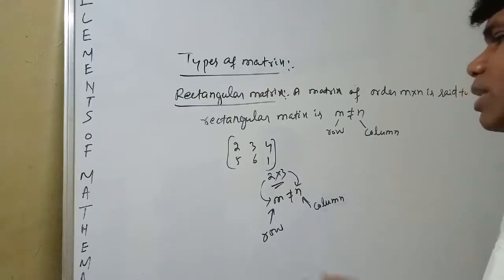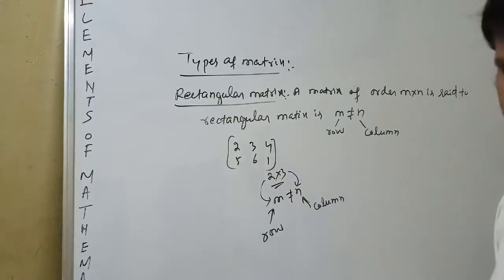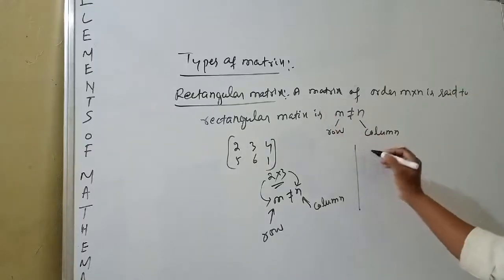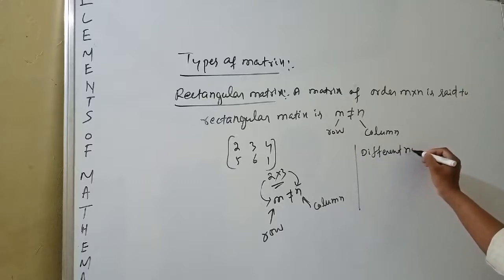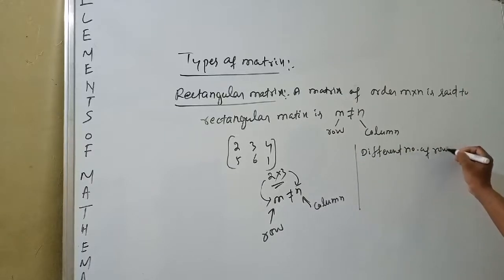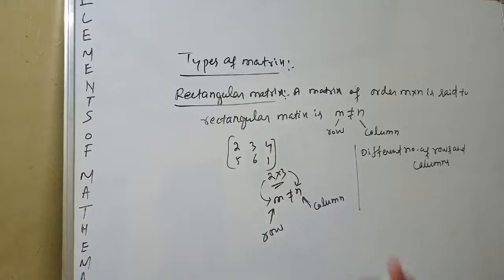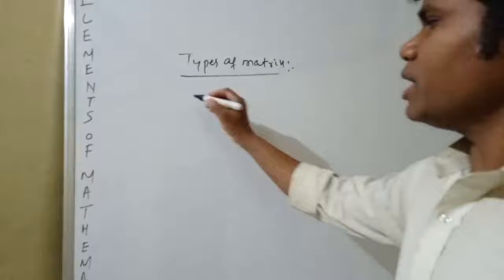That means the matrix which has a different number of rows and columns. Rectangular matrix means a different number of rows and columns. If the number of rows and columns is different, the matrix is called a rectangular matrix. Next, you see the square matrix.